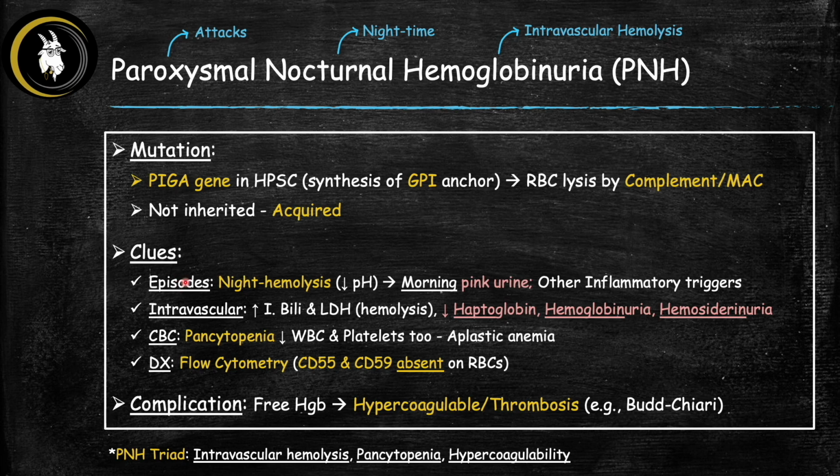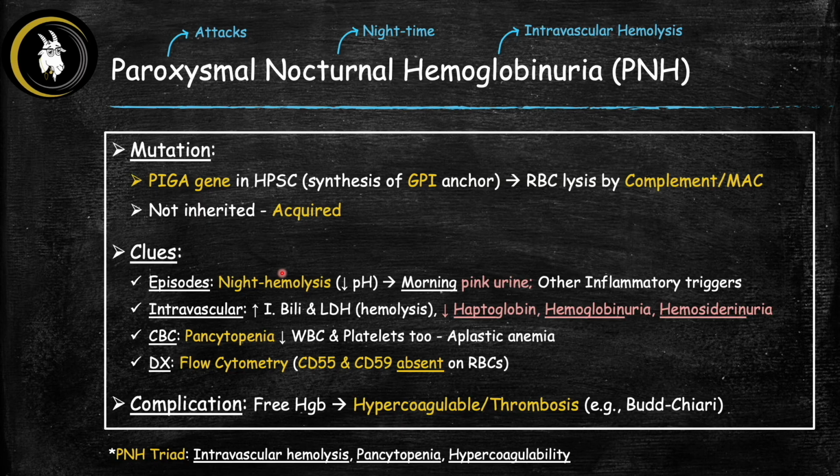So the first one is in the name. So paroxysm means episodic attacks, nocturnal refers to nighttime, and hemoglobinuria refers to the findings of intravascular hemolysis in the urine. And it's named this way because classically these patients are going to present with episodes of intravascular hemolysis that happens at nighttime. So they're going to present with pink or red urine in the mornings.